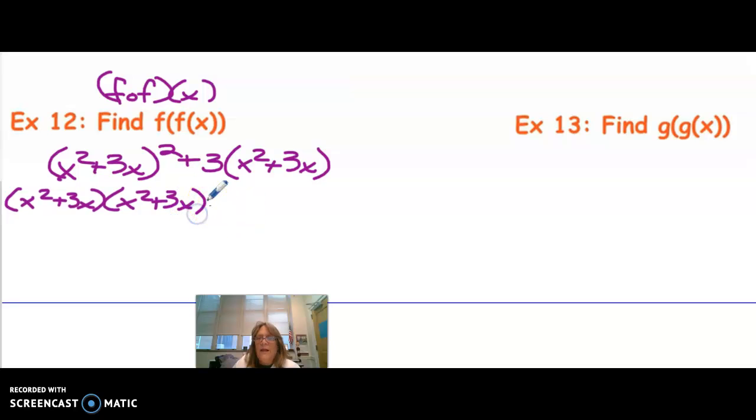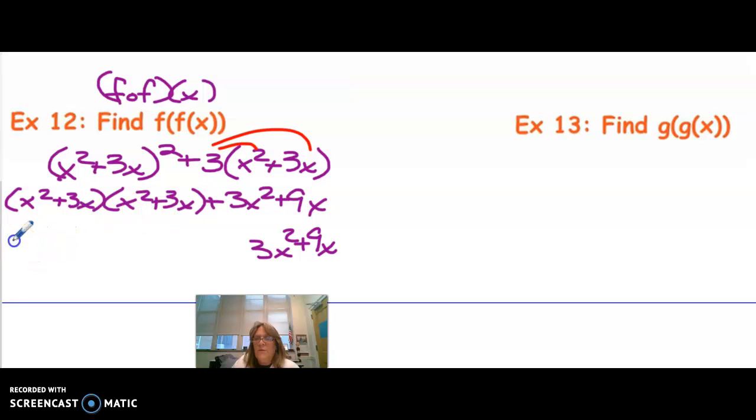Now, I'm going to go ahead like I did before, and use my distributive property on this one. That gives me 3x squared plus 9x. That I'm going to simply bring down to the next one. Here I'm going to FOIL. x squared times x squared is x to the 4th. x times 3x is plus 3x cubed. 3x times x squared is 3x cubed. And 3x times 3x is 9x squared.